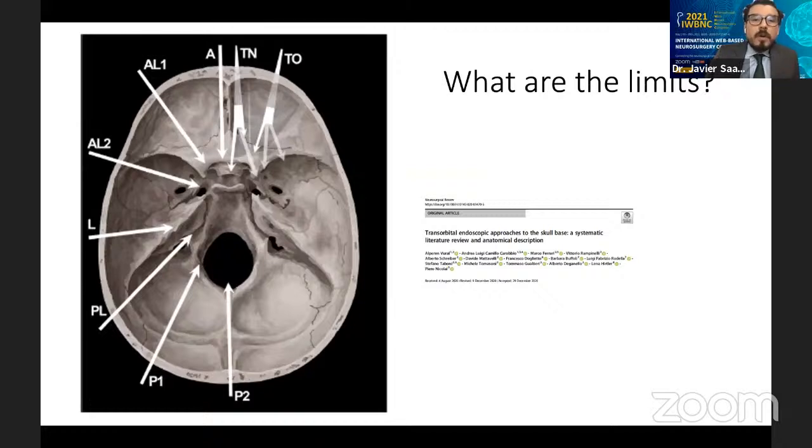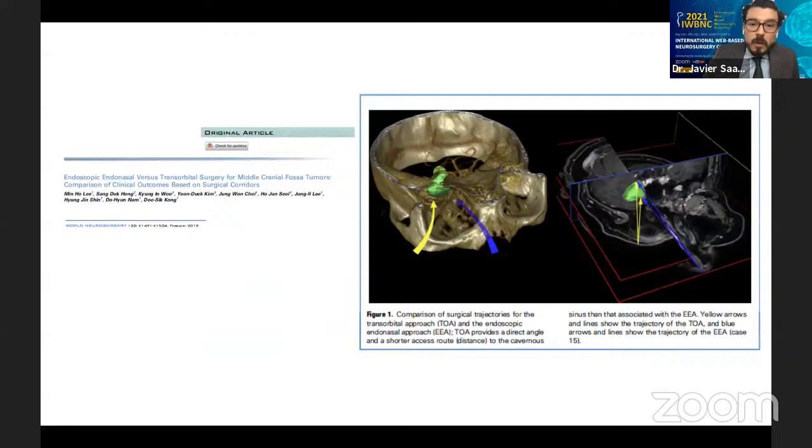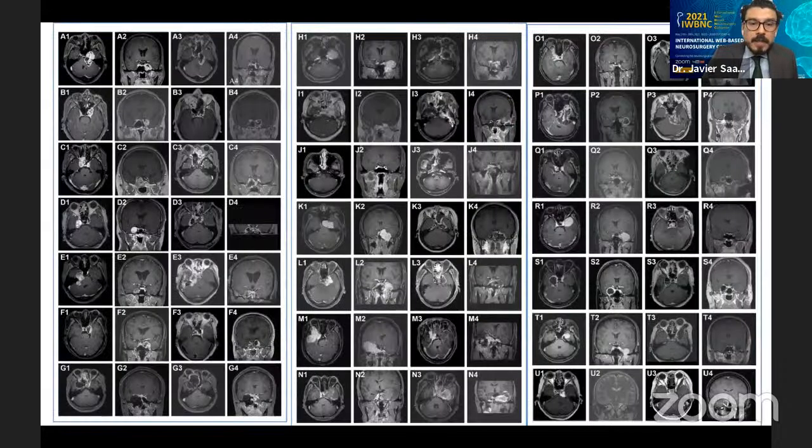So what are the limits? What are the anatomical limits of this approach? We still don't know. There's a surgeon from South Korea who performed this study comparing endoscopic endonasal versus transorbital surgery. This is the largest series of cases performed by him, more than 40 patients, and as you can see here, he has all kinds of tumors in all kinds of localizations.